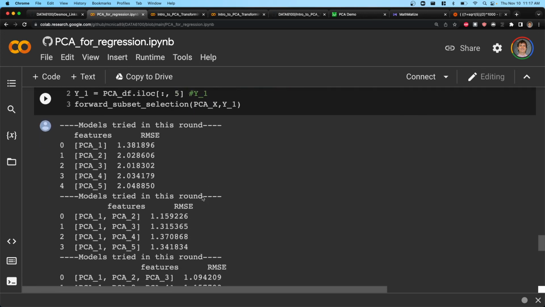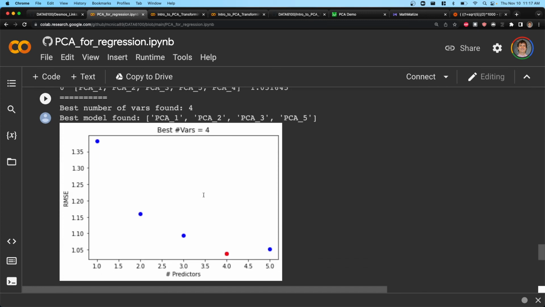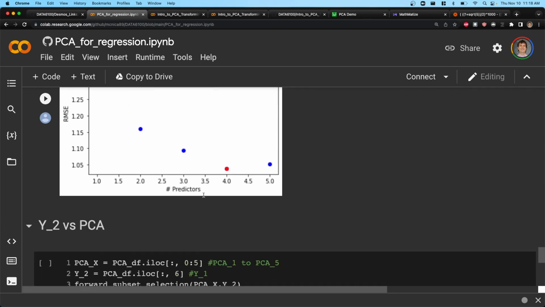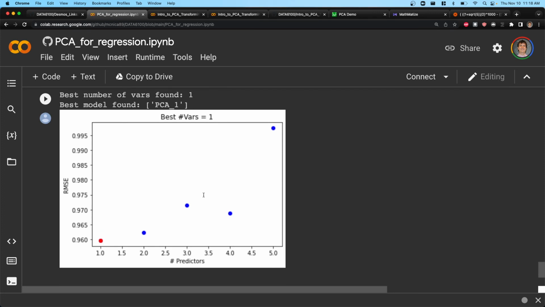And then you can also do subset selection. So you can say how many components do you need? And it turns out for y1, it's better to have 4 variables, and for y2, it's better to have 1 variable. So this is another tool in your toolbox of reducing dimension: first doing special linear combinations of the things and then doing regression. That's what they focus on in the video as well.